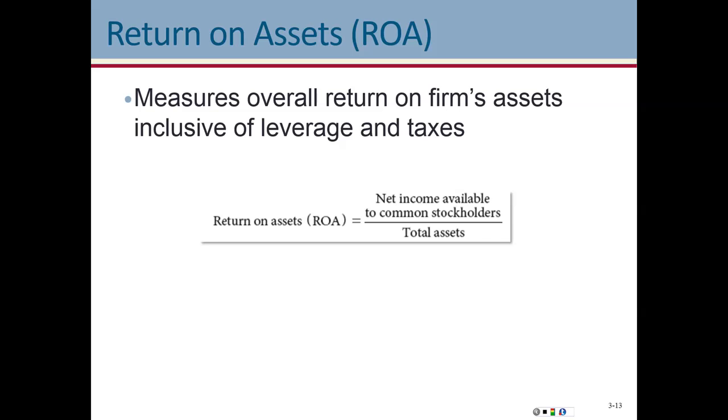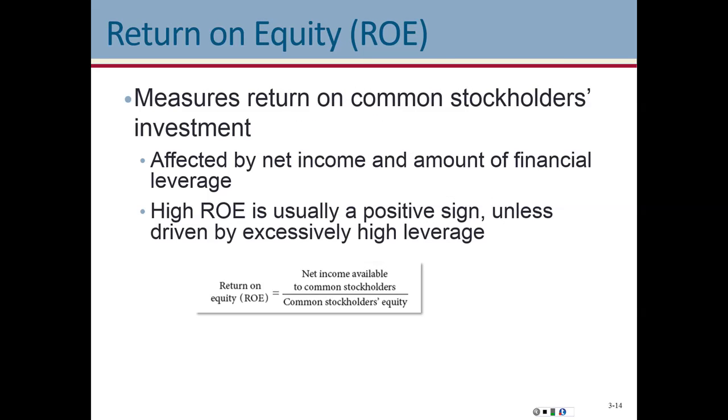Now, return on assets. We go to our same net income available to common stockholders, divided by total assets. We want this to go up. We want to make a lot of money based on our total assets. This is usually expressed as a percentage. We want our net income to go up and probably our total assets to go down. If they're not being productive and efficient, we might want to shed some of those total assets. Now, return on equity is very similar.